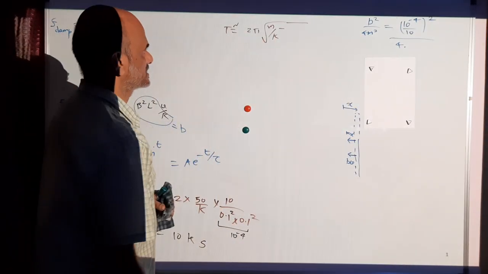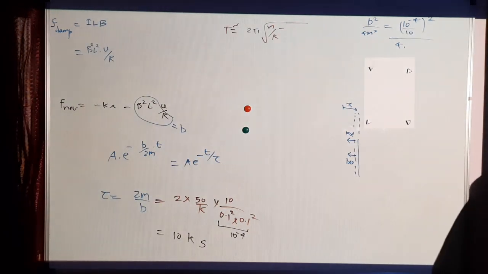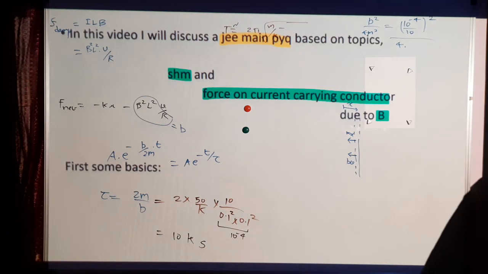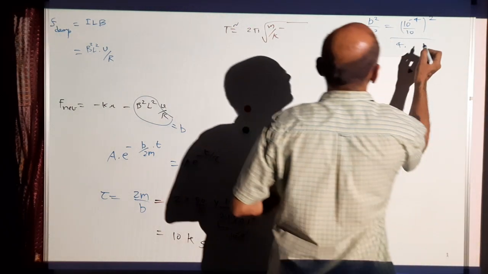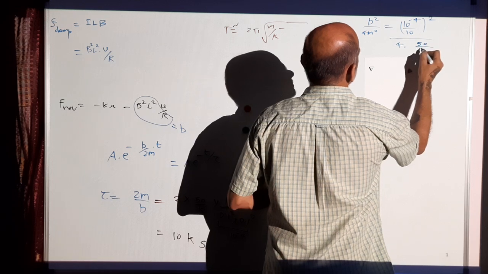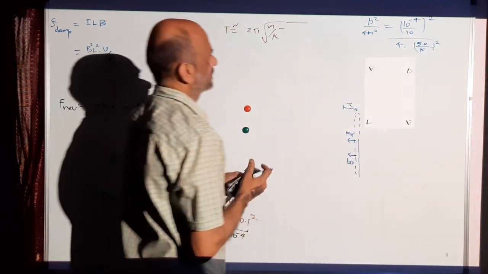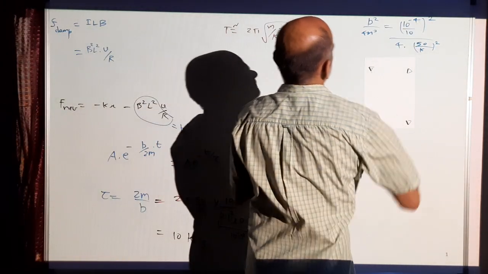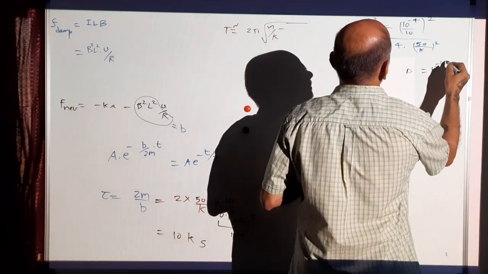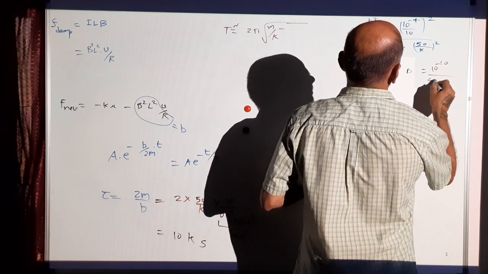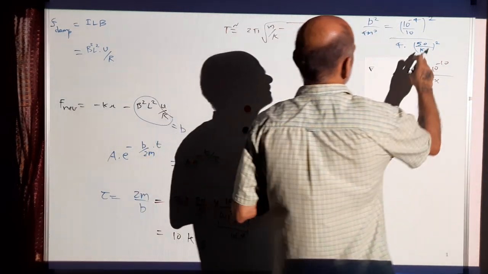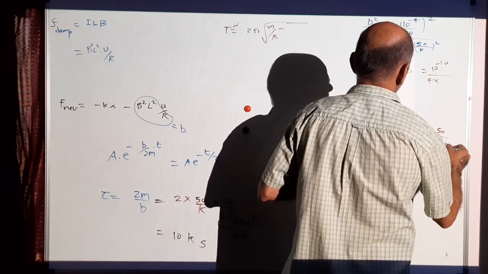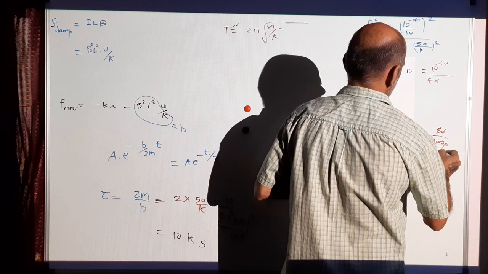4 m square. M is 50 grams. So 50 by k whole square. So this is 10 raised to minus 5, 10 raised to minus 10, and then 4 into this 50 by k, which is 50 by 1000. So 20 times.